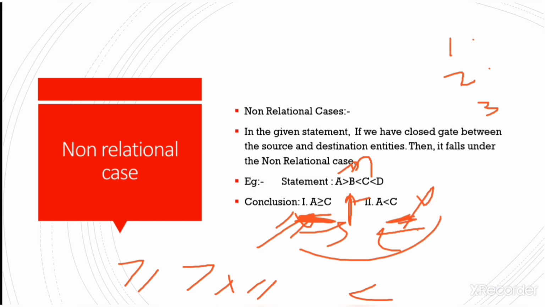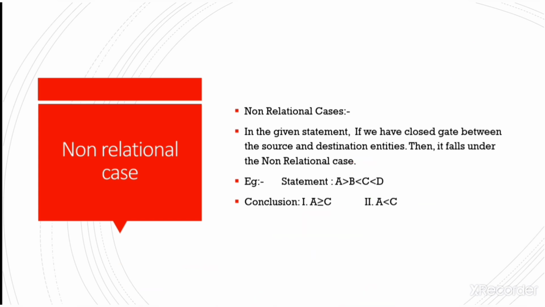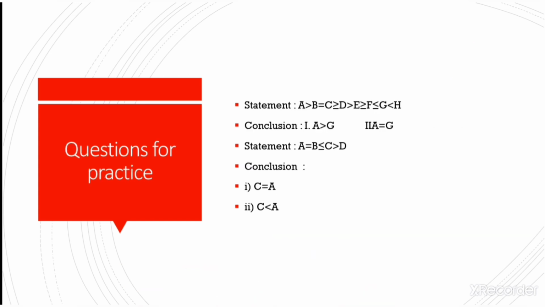So in this way, both conclusions were wrong and the third condition also gets fulfilled. So in this way, it makes the either or case. So let's see more questions for your practice. A is greater than G. A can move to B and B can move to C and C can move to D and D can move to E and E can move to F, but after F you have the closing gate. You are restricted to move till G. So in this way this goes wrong.